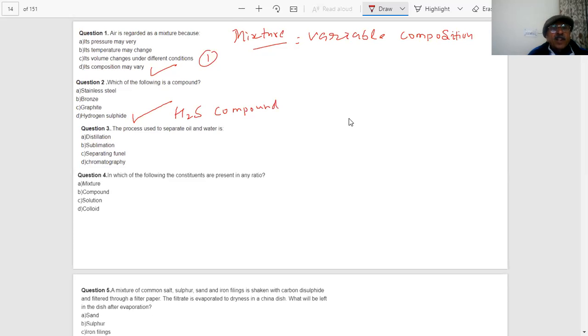What is stainless steel? What is bronze? What is graphite, student? Stainless steel is an alloy. Bronze is also an alloy. Graphite, you know, is the element carbon, and this is a compound. Correct answer.